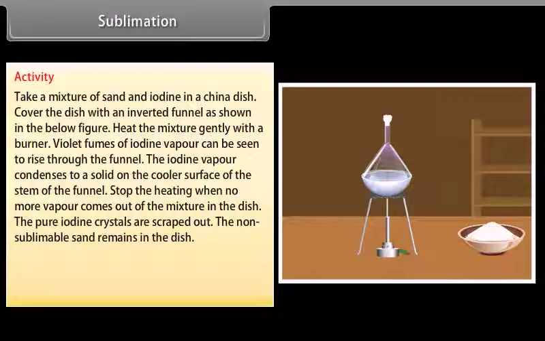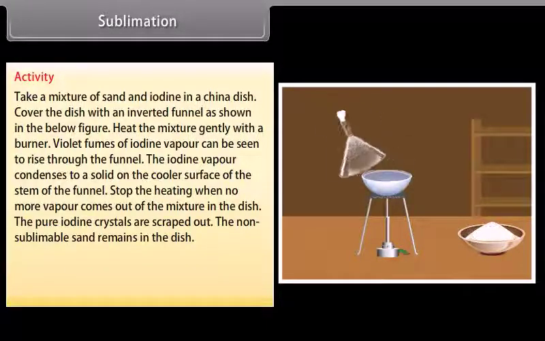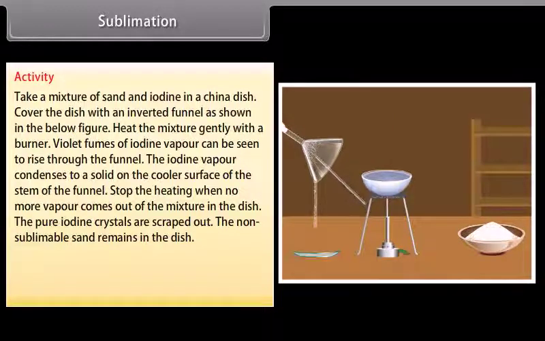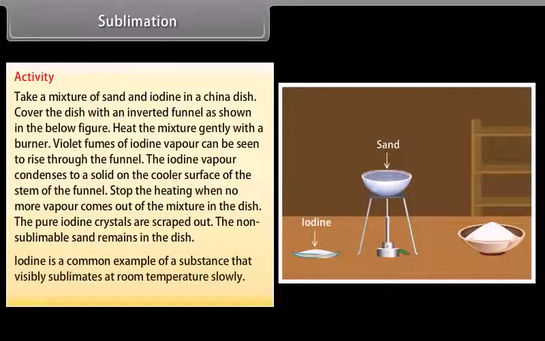Now stop the heating when no more vapor comes out of the mixture in the dish. The pure iodine crystals are scraped out. The non-sublimable sand remains in the dish. Iodine is a common example of a substance that visibly sublimates slowly at room temperature.